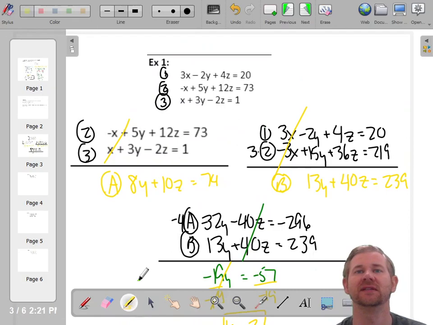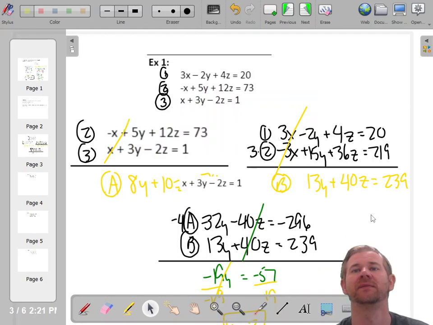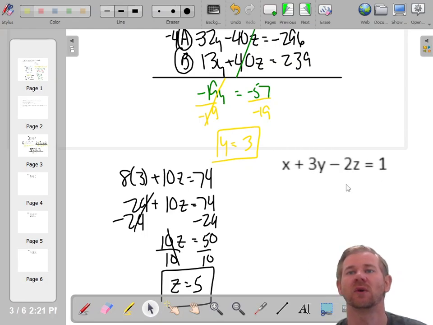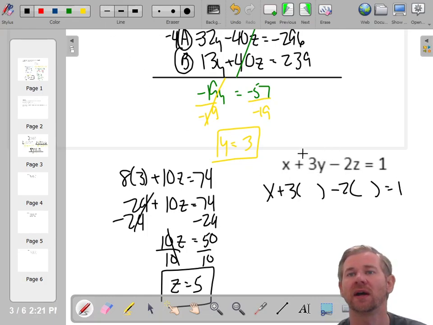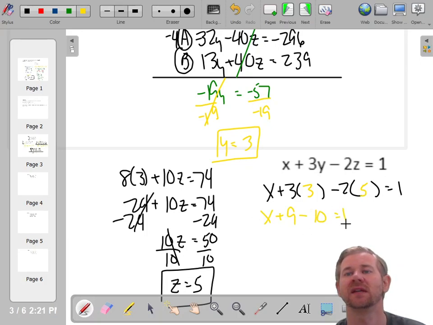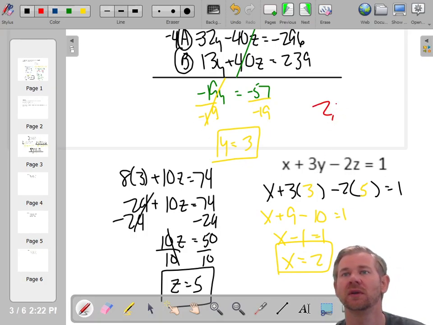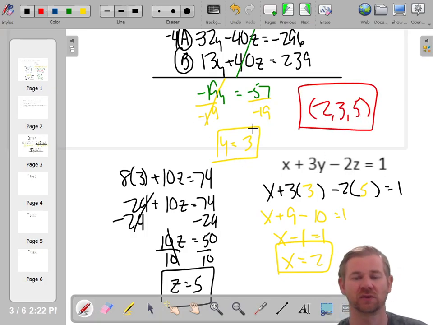I need x. Which one looks easiest to solve for x? Probably that guy right there. So I'm going to use that guy. Just so I don't have to copy it, I'm going to move it down. Okay, I know two of these variables. I just don't know x. So I'll find x by substituting in x plus 3 times y minus 2 times z. So what's y? Y is 3. And z is 5. Great. X plus 9 minus 10 equals 1. 9 minus 10 is negative 1. Add 1 to both sides. X equals 2. So as an ordered triple, 2, 3, 5 is your solution.